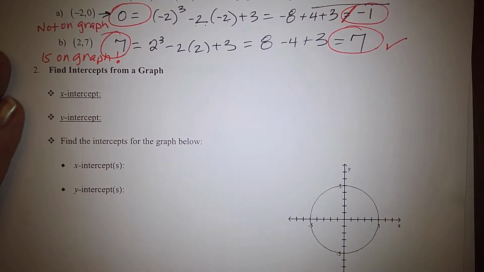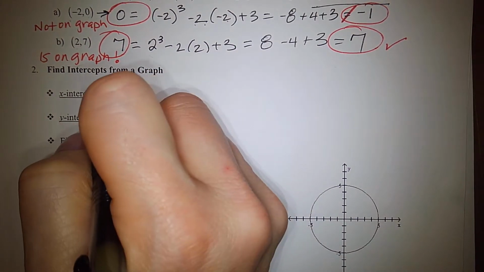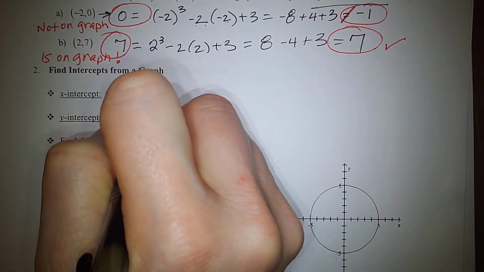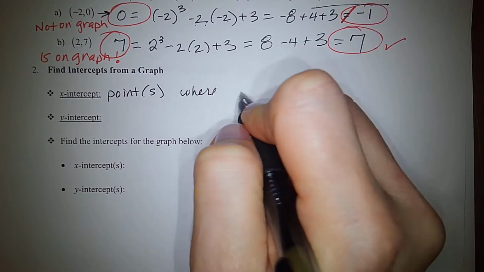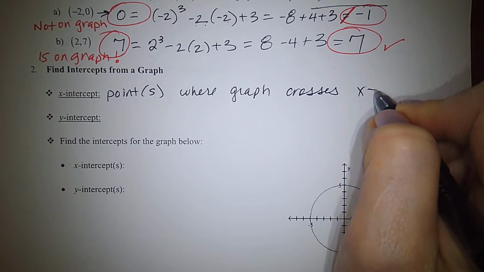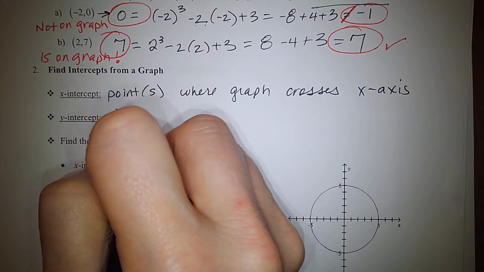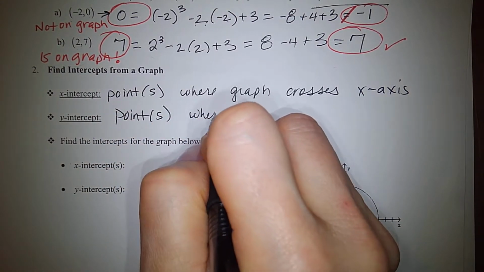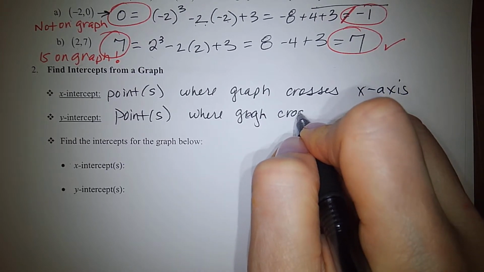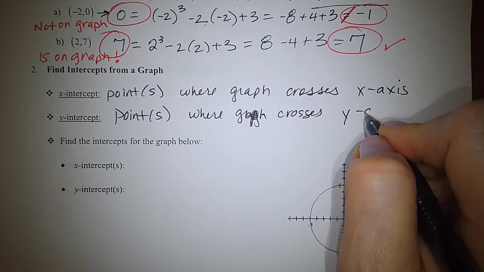In order to find the intercepts of the graph, we're first going to write the definitions. So the x-intercept is the point or points where the graph crosses the x-axis. The y-intercept will be the point or multiple points where the graph crosses the y-axis.